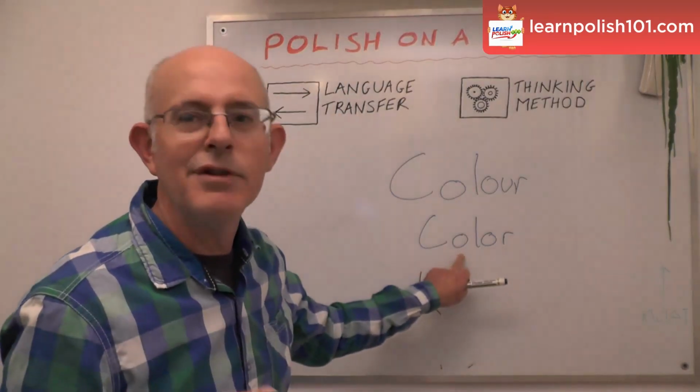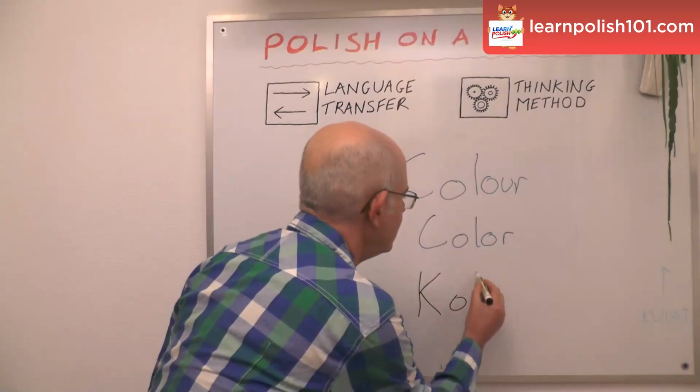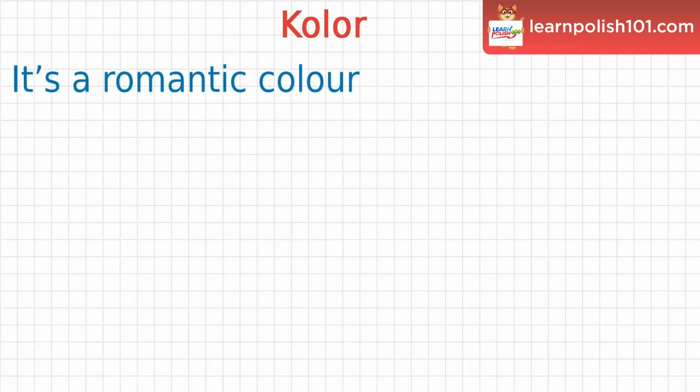How do we say O? O is in orbit. Or. Call Lord. And remember to roll the R a bit. Okay, let's hear that. Kolor. Kolor. And let's put that into some practice sentences.